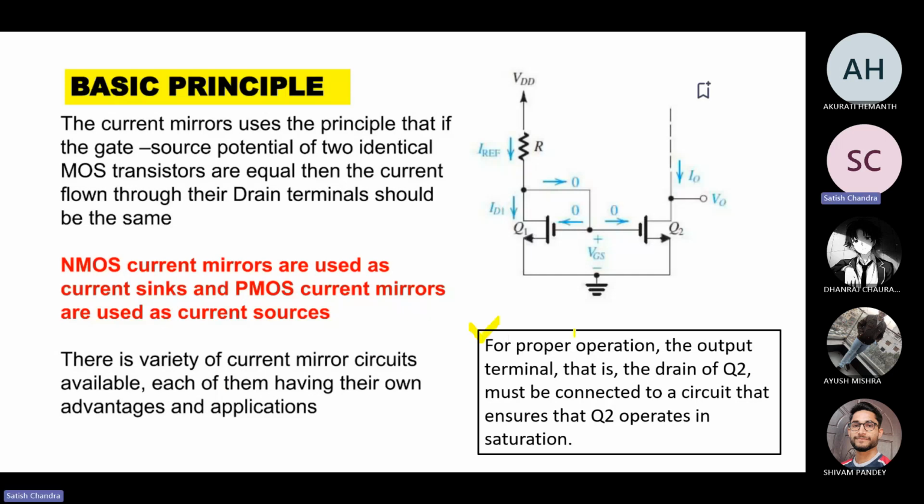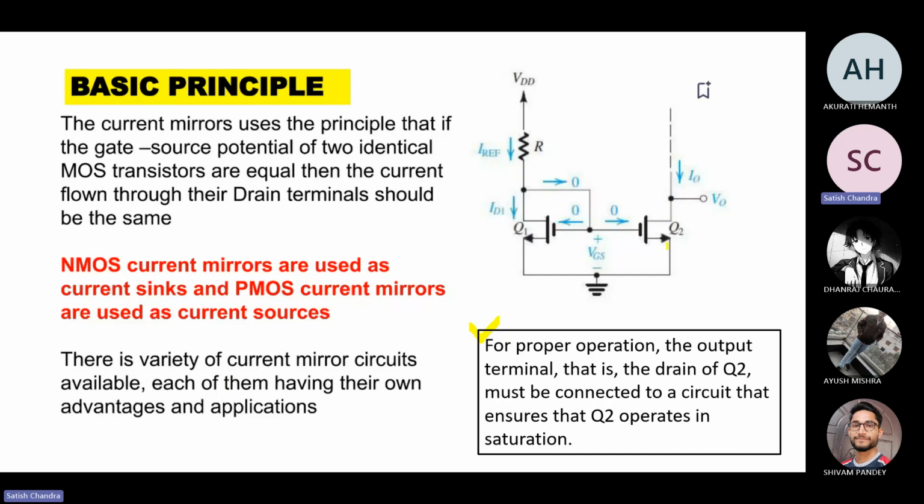So for proper operation, the output terminal, that is the drain of Q2, must be connected to a circuit that ensures that Q2 operates in the saturation region. That is what it basically says. It means this should be connected in a fashion that they should also be in saturation.